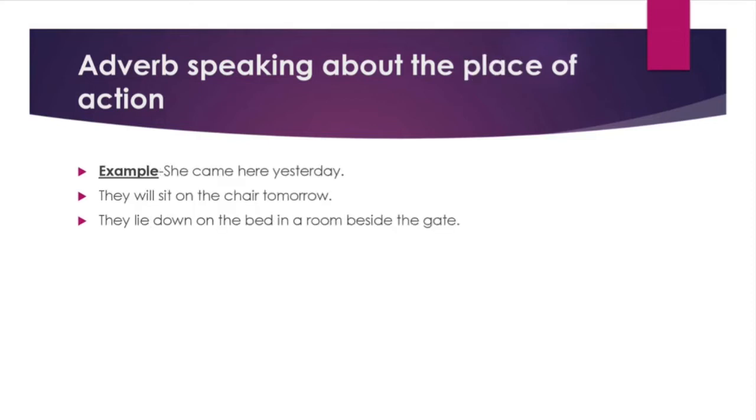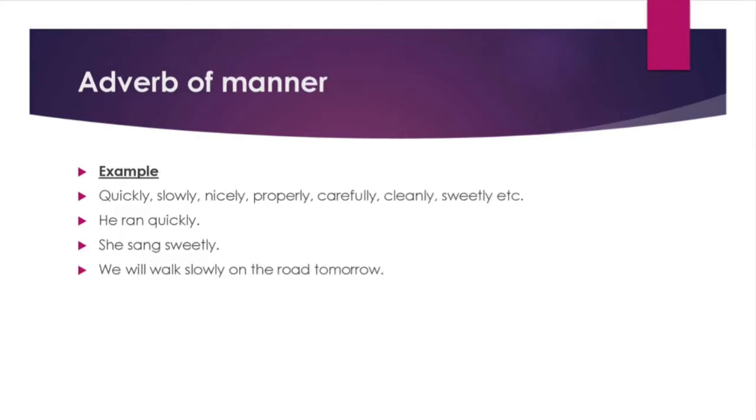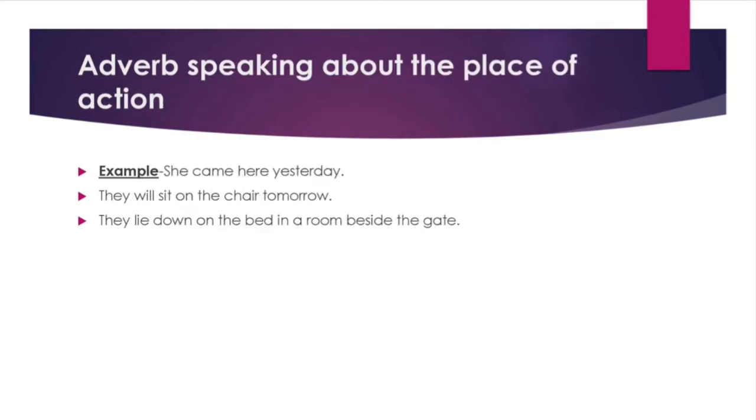Now, adverb speaking about the place of action. For example, she came here yesterday. They will sit on the chair tomorrow. They lie down on the bed in a room beside the gate. Now here, the actions are mentioned. Where did she come? When did she come? The question goes like this. When did she come? That is yesterday. Where did he want to sit? On the chair. They lie down on the bed in a room beside the gate. Where does he want to lie down?